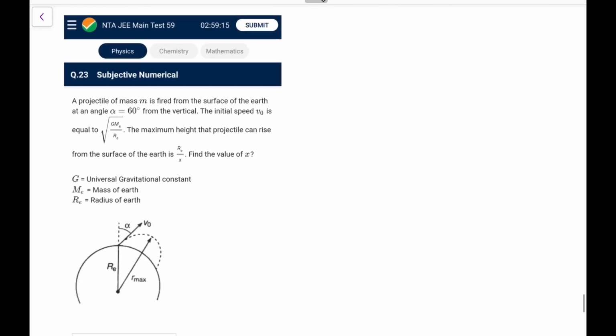Next, go for the 23rd. A projectile is fired from the surface of the earth at an angle of 60 degrees. The initial speed is this. The maximum height that it can rise from the surface is Re by x. What is the value of x? You all must have done such questions.